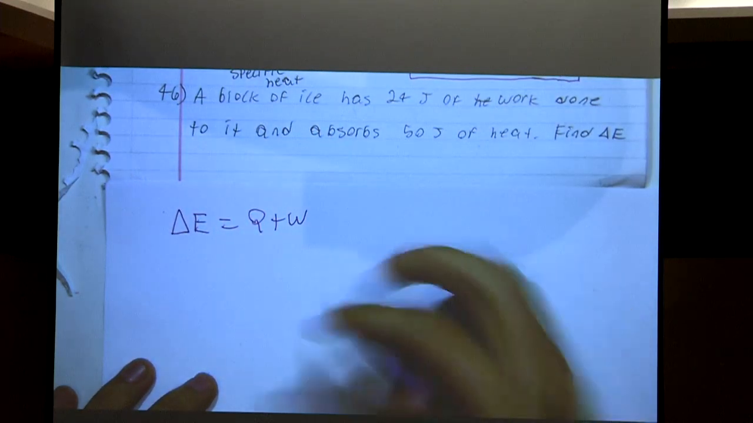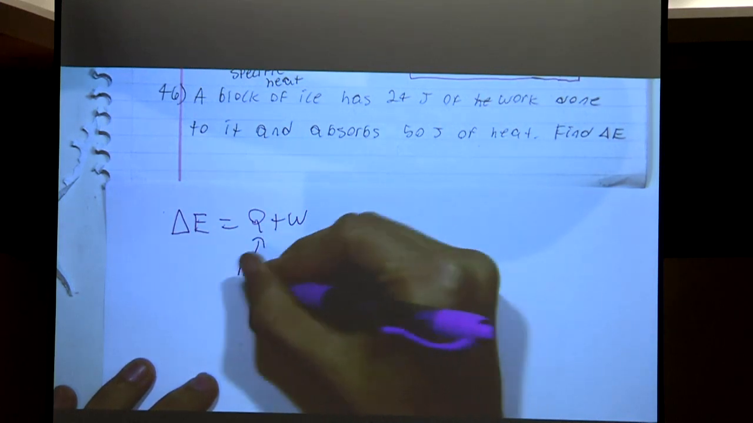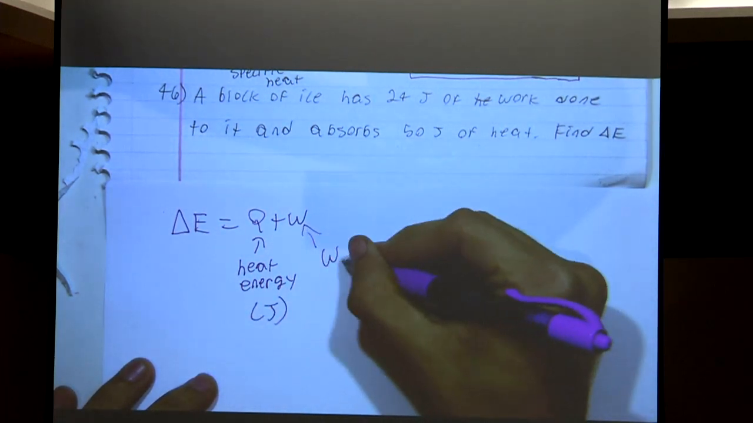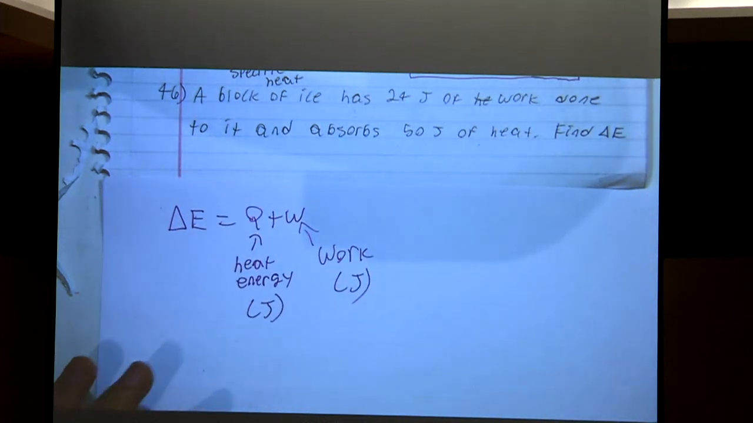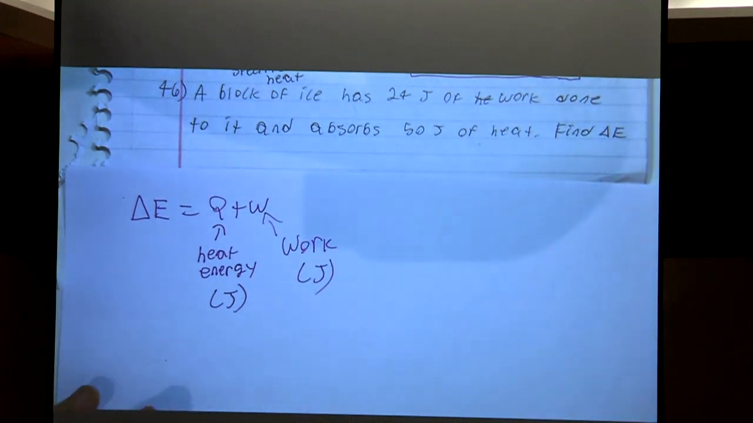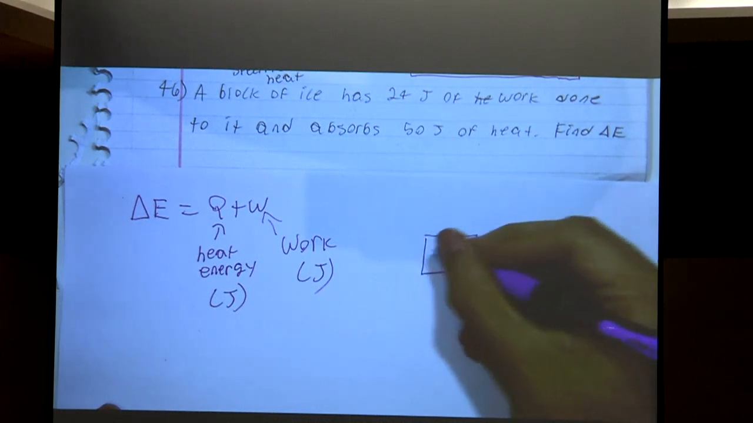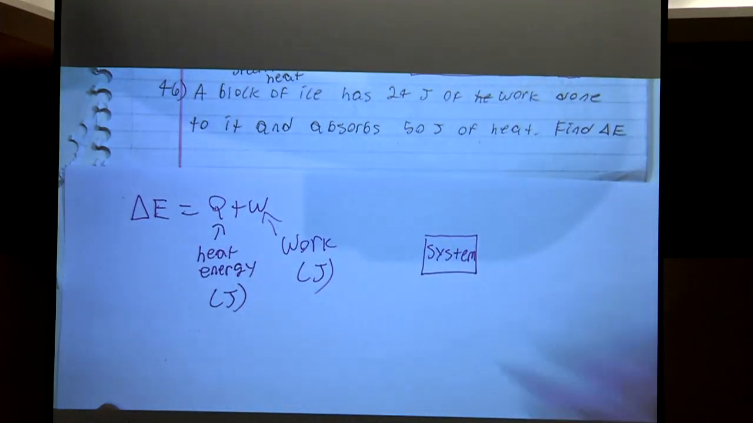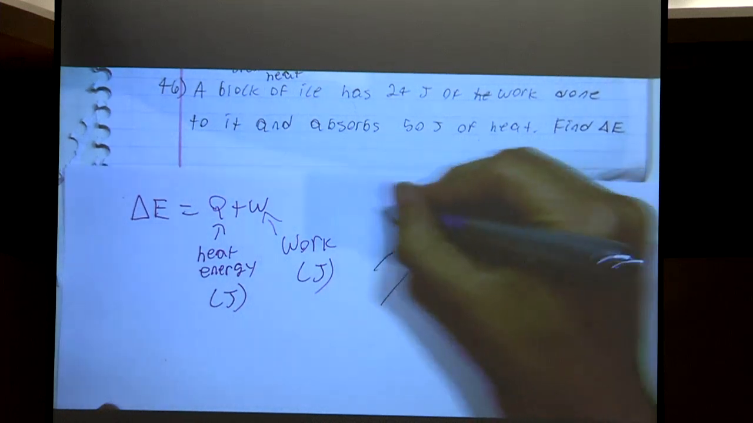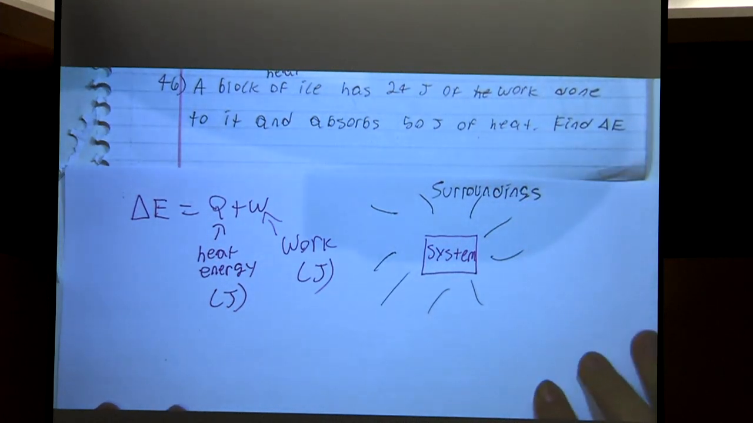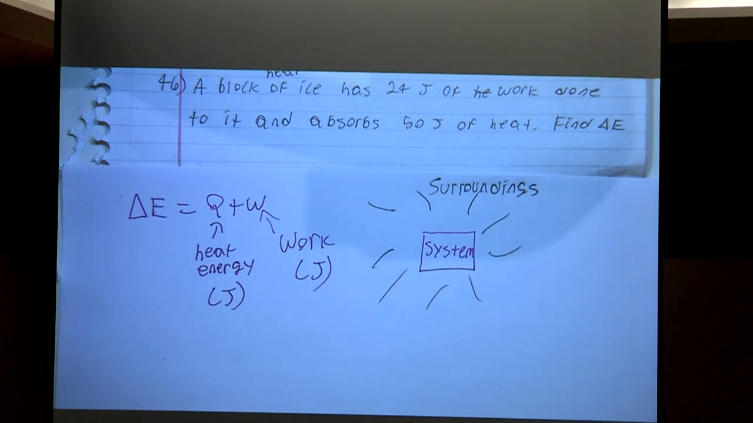Q plus W, where Q is heat energy in joules, and W is work, also in joules. If you see a problem like this, you should draw yourself a little system and surroundings diagram. So our system for this problem is the block of ice. And everything else outside of that block of ice is known as the surroundings. So it could be a tree, the sun, the entire universe. It doesn't matter. We're just looking at the system.